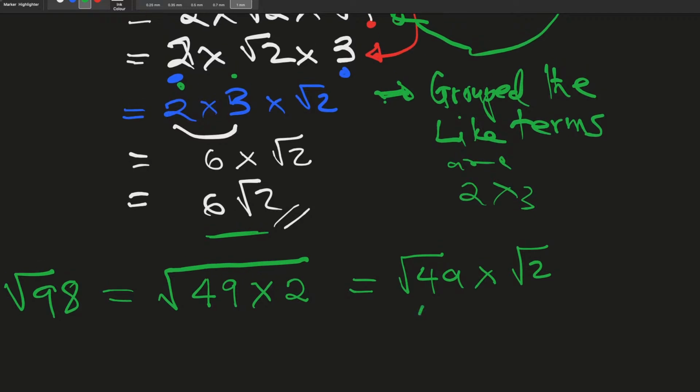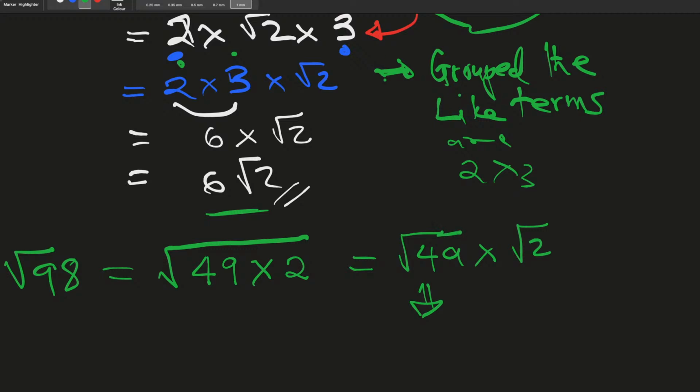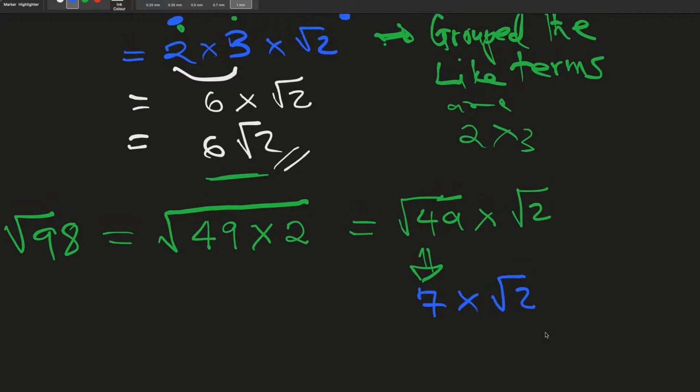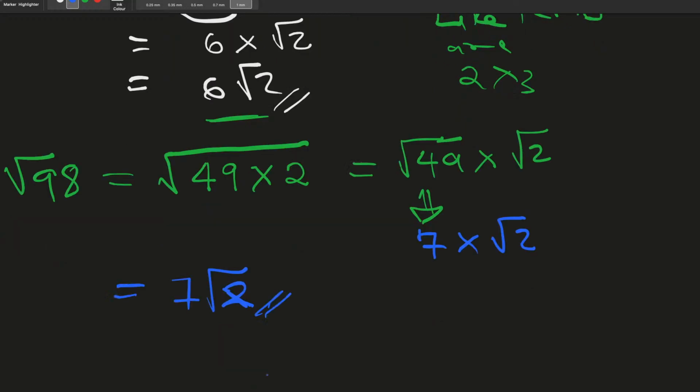And we know that square root of 49 is always given as 7. So 7 multiplying root 2. And our final answer will be 7 surd of 2. 7 surd of 2. Is it not beautiful? Beautiful. Now let's go on once more and do more.